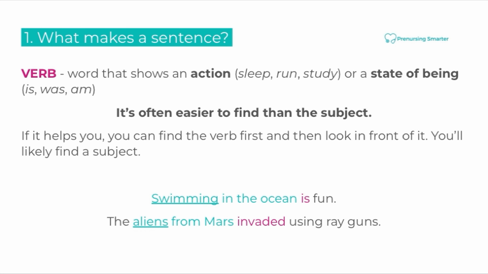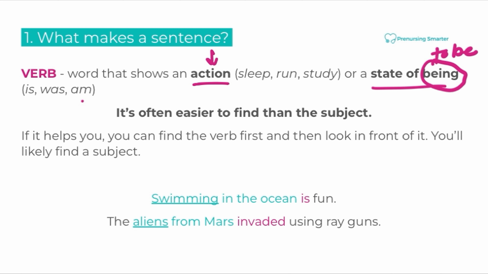Now let's look at verbs. So a verb is a word that shows an action, like sleep, run, study, or a state of being, like is, was, or am. State of being verbs, good to know, they often are conjugations of being or to be. The verb is often easier to find than the subject because you're usually looking for one action or one state of being. If you can go find the is, the was, the were, for example, that's going to help clue you into what the subject is.